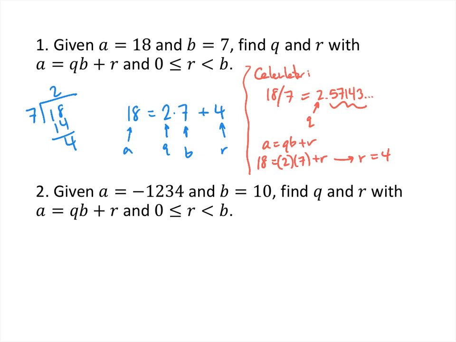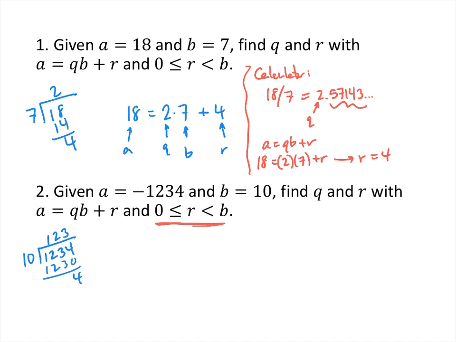Now when the numbers are negative, it gets a little bit trickier, right? So again, we're dividing negative 1,234 by 10, and we want to know what's the quotient and what's the remainder. The key thing to remember here is that the remainder must be greater than or equal to 0. We can't have a negative remainder. But besides that, we could think to ourselves, okay, I'm dividing 1,234 by 10, ignoring the negative sign temporarily, and that's going to go in 123 times with a remainder of 4. So if this were positive 1234, our quotient would be 123.